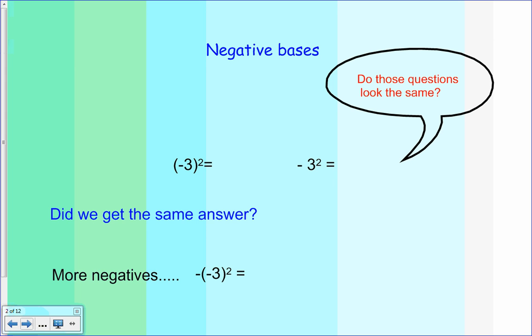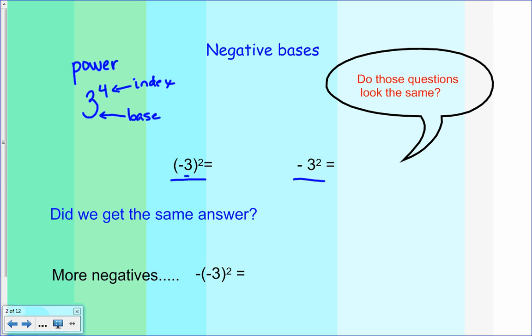Remember, yesterday we talked about a power is a number such as 3 to the power of 4, where 3 is the base and 4 is the index. At this point, we are going to be looking at what happens when we have negative bases, such as this one. The question I have to start off with is, do these two look the same? This one here and this one here.